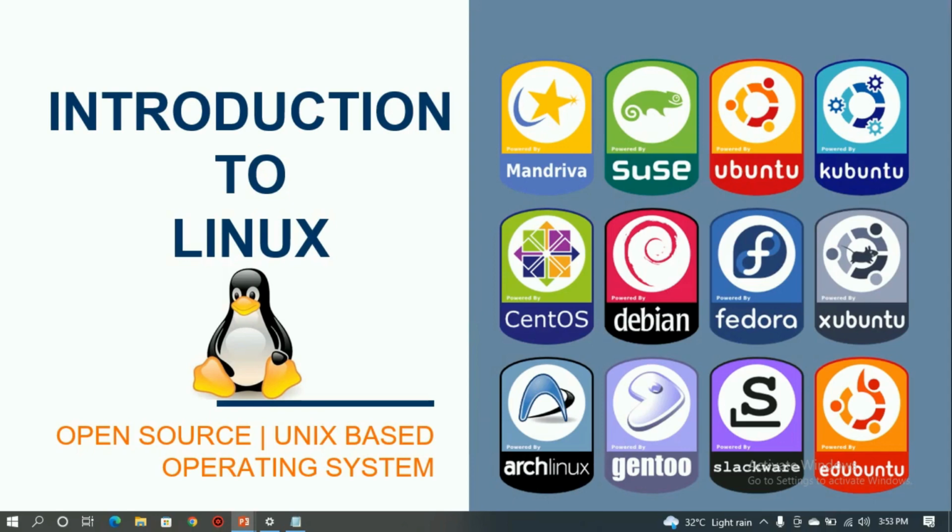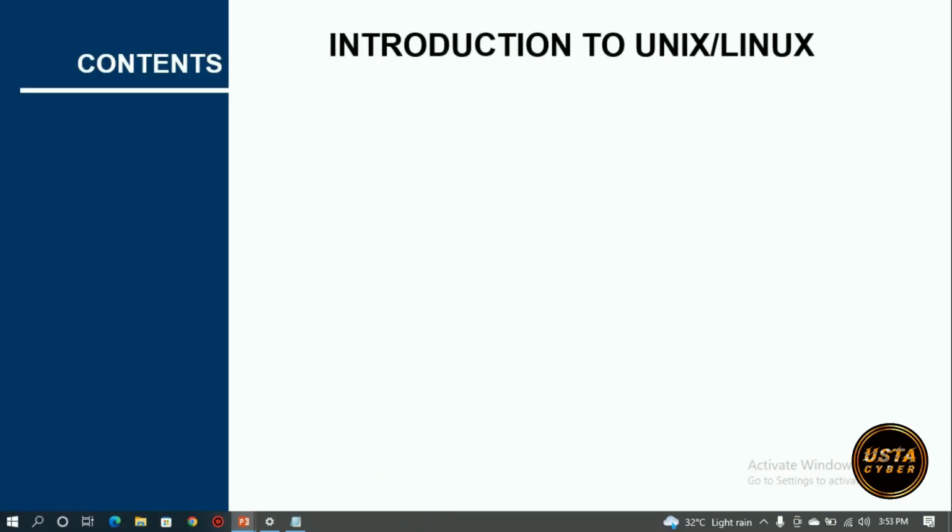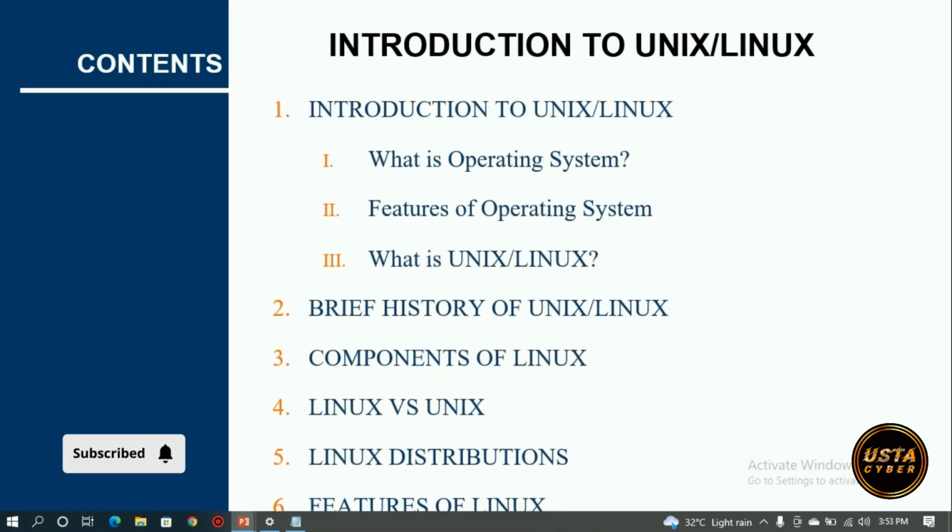In today's tutorial we will discuss Unix and Linux operating systems in detail. These are some contents of our discussion, mainly including: 1. Introduction to Unix and Linux. What is an operating system? Features of an operating system. What is Unix and Linux? 2. Brief history of Unix and Linux. 3. Components of Linux. 4. Linux versus Unix. 5. Linux distributions. 6. Features of Linux.